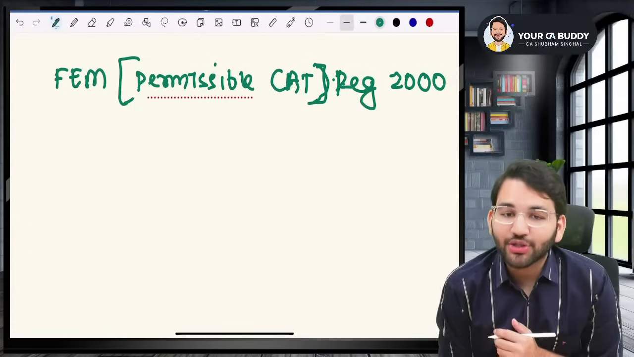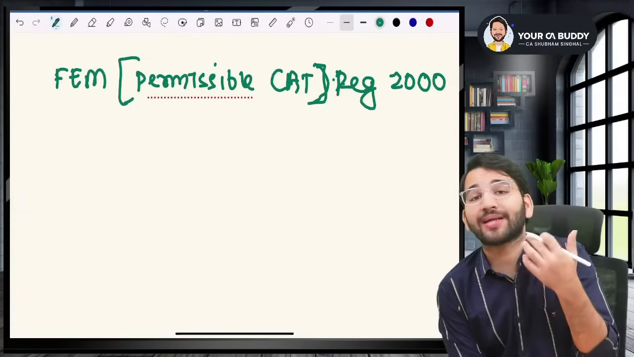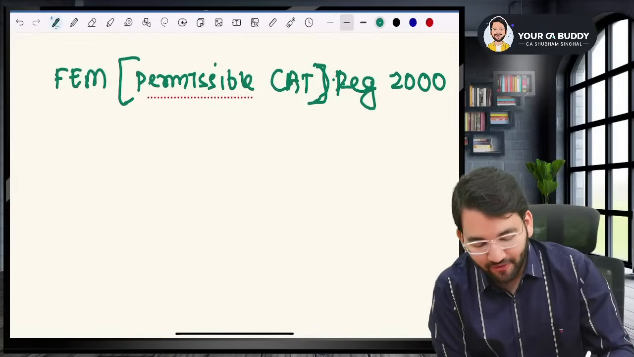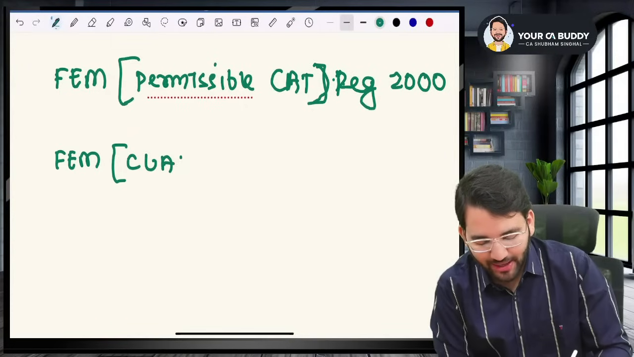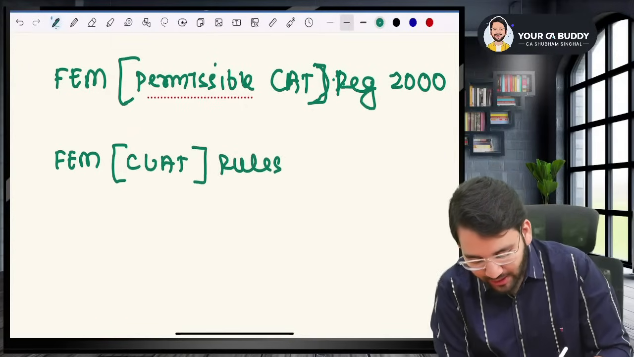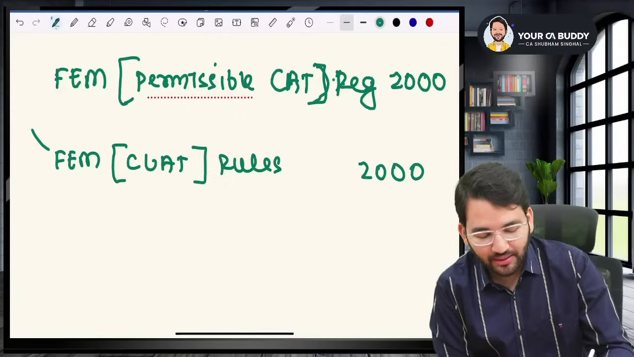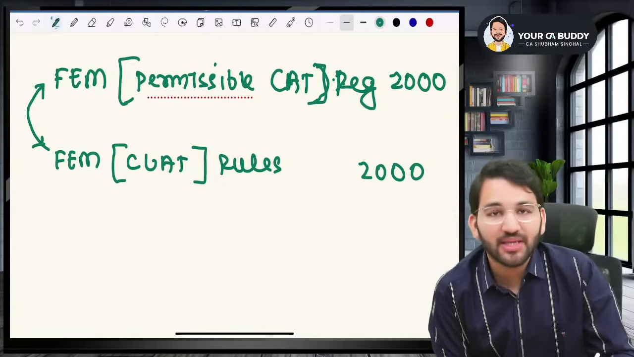For capital account transactions, you are going to study the Permissible Capital Account Transaction Regulations 2000. For current account transactions, you studied the Foreign Exchange Management (Current Account Transactions) Rules 2000. Look at the difference in the name. This is very important.